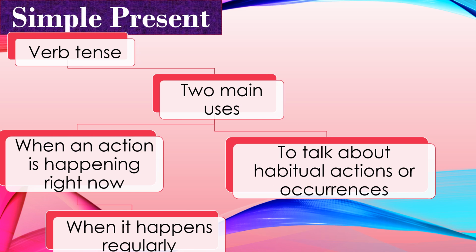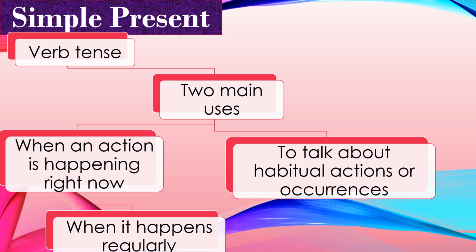Simple present. The simple present is a verb tense with two main uses. We use the simple present tense when an action is happening right now, or when it happens regularly. Depending on the person, the simple present tense is formed by using the root form or by adding s or es to the end. For example, I walk around the forest.